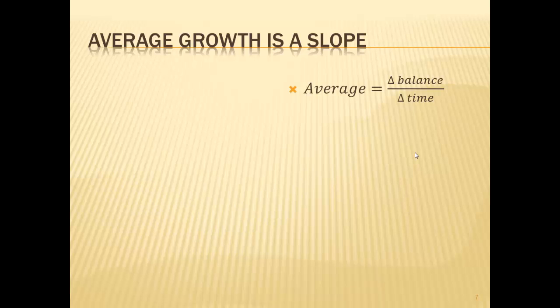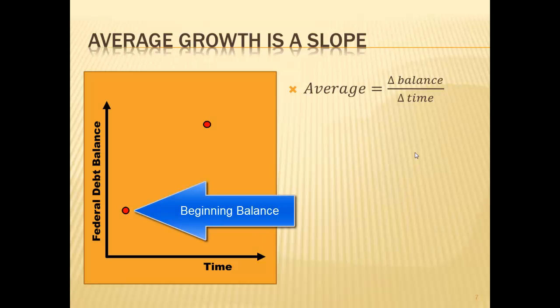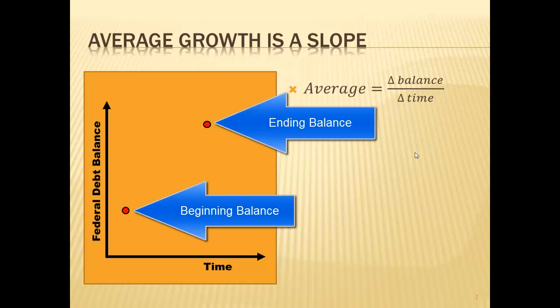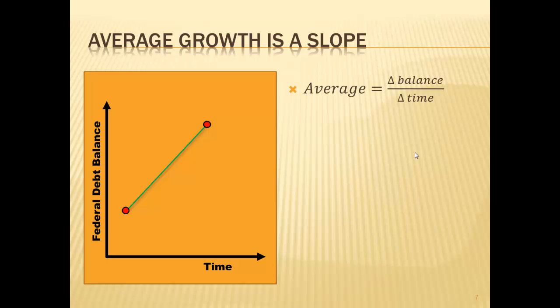An average is simply the change in the balance, which we got before. That's the difference between the ending balance and the beginning balance, divided by the change in time. Well, that's just the number of years that the president served in office. Interesting thing about average, though, is if we plot the beginning and ending points of the federal debt on a president's term on a graph, we can connect that with a line. Once we connect that with a line, we can construct a right triangle.